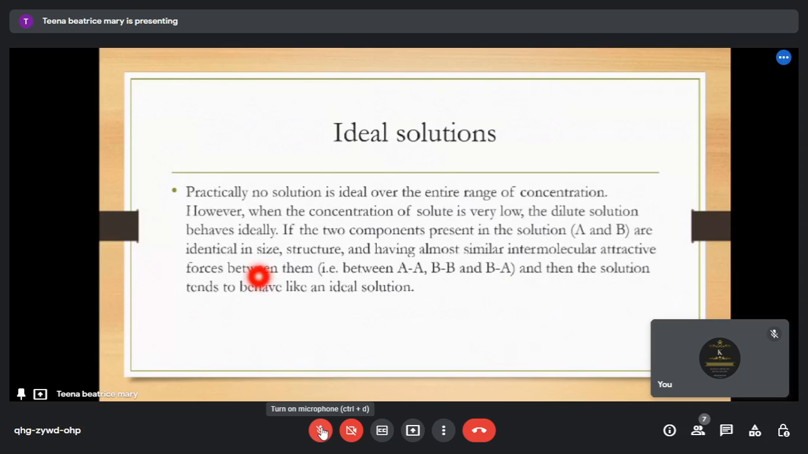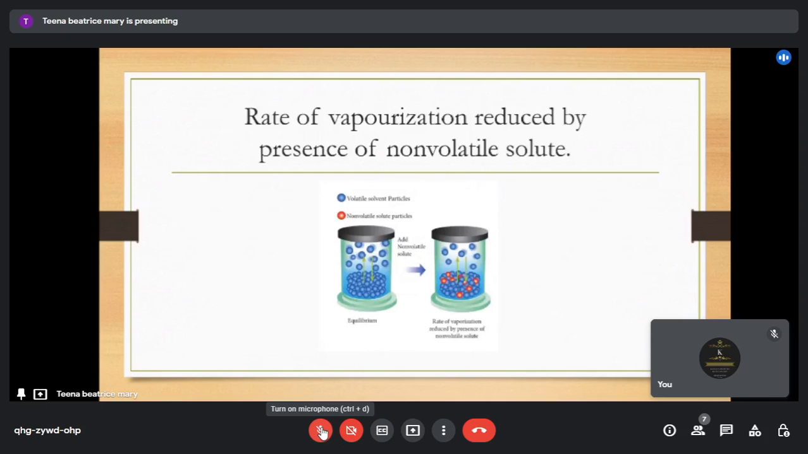So practically no solution is ideal over the entire range of concentration. Entire range of concentration means that even when you go to any concentration level, even in high dilution, it is not practically applicable. Because when the solution gets more dilute, there will be mostly solvent. In this diagram, the vapor pressure is all coming from the solvent on top. The solute particles are fewer, so they will not release that much pressure.